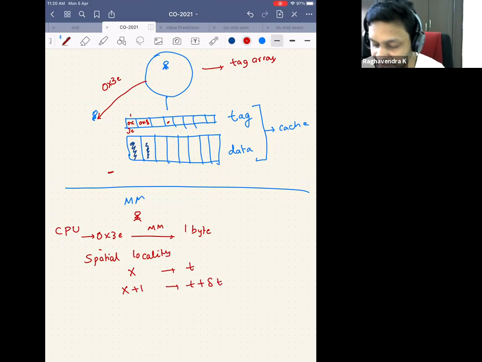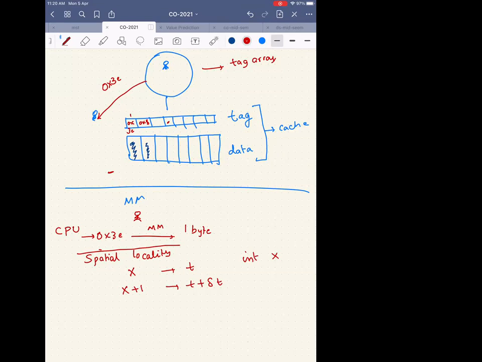And why do you think, and again, this is not a characteristic of the hardware, but it is coming from the program. And why do you think spatial locality exists? Let's say I write int X. Are you accessing 1 byte or 4 bytes? 4 bytes, right?